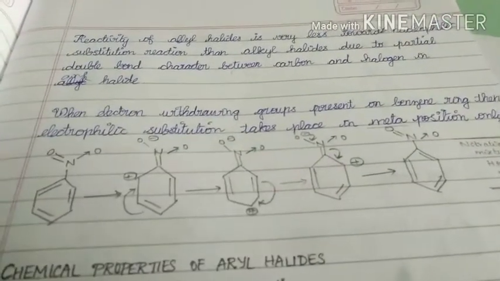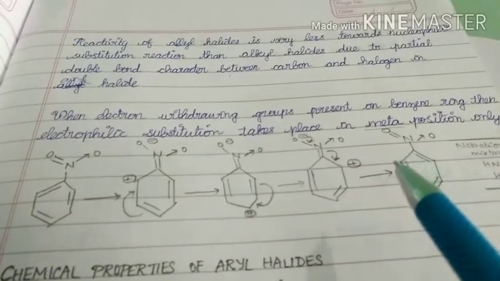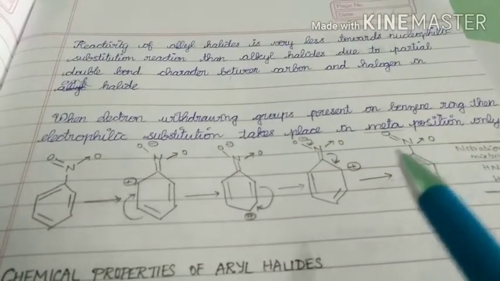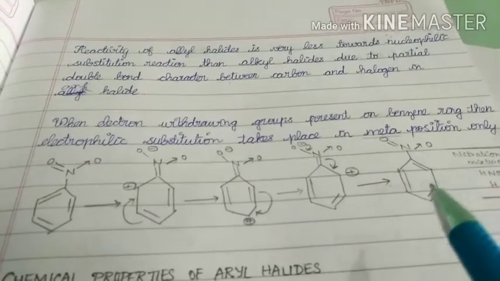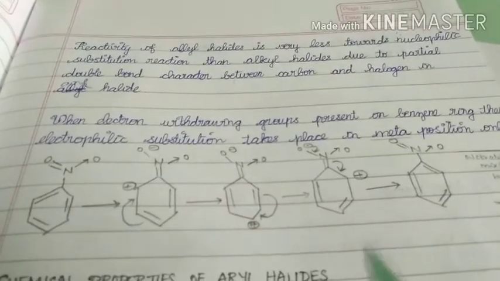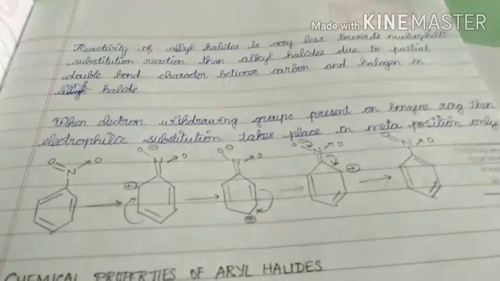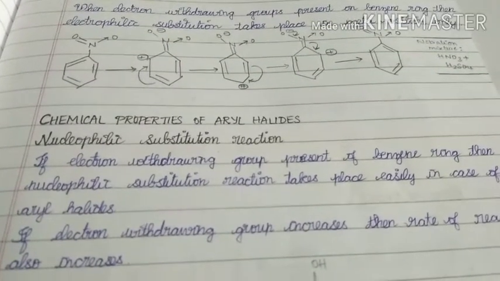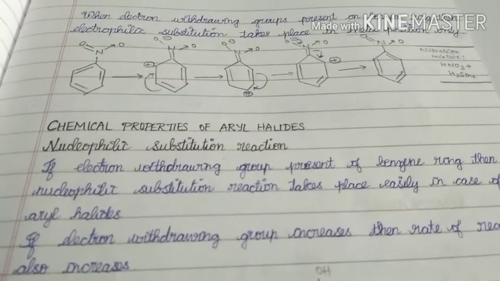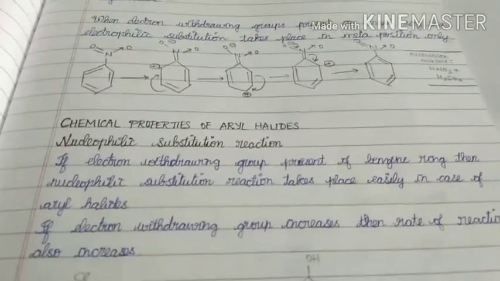So what is the point here? When electron donating groups are present on the benzene ring, the incoming electrophile will attack at ortho and para. But when an electron withdrawing group is present on the benzene ring, then the incoming electrophile will attack at meta position because of these resonance structures. Next topic is chemical properties of aryl halides. Chemical properties.